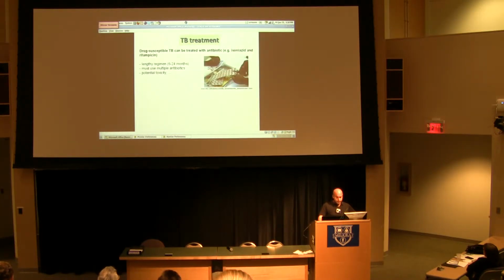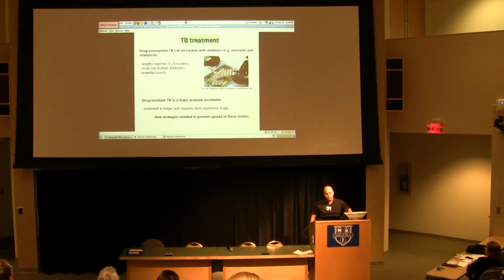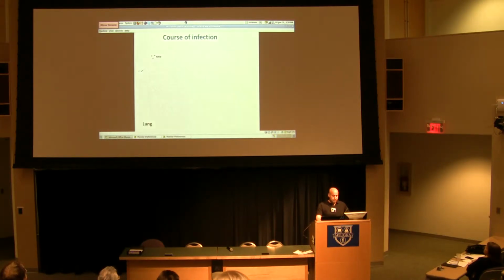On top of that, there is a treatment, but non-compliance is an issue because it's a lengthy treatment. And so we end up with drug-resistant TB, which is a major problem worldwide. It needs longer treatment, and sometimes there's no treatment at all. So what do we do? Well, the first thing I want to do is describe very generally the course of infection, and then how we deal with that and try to model it.